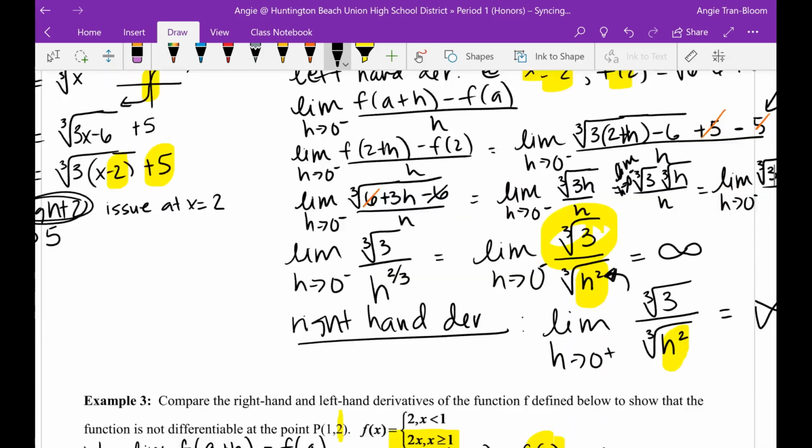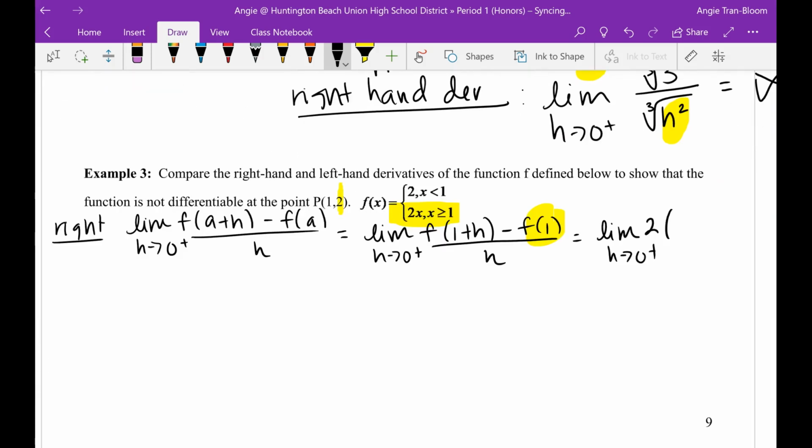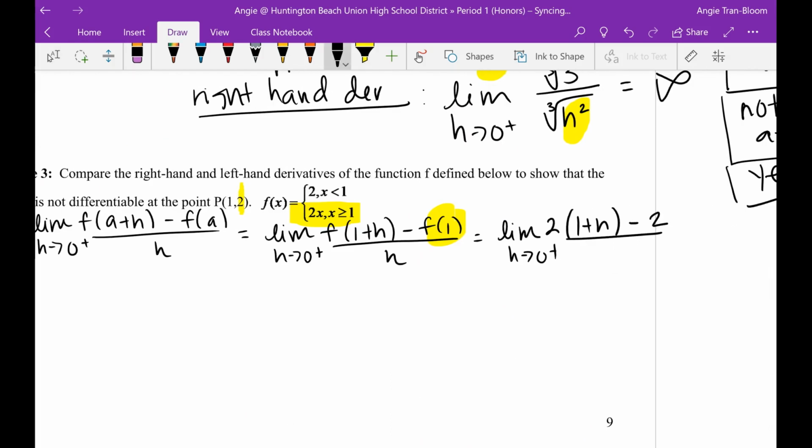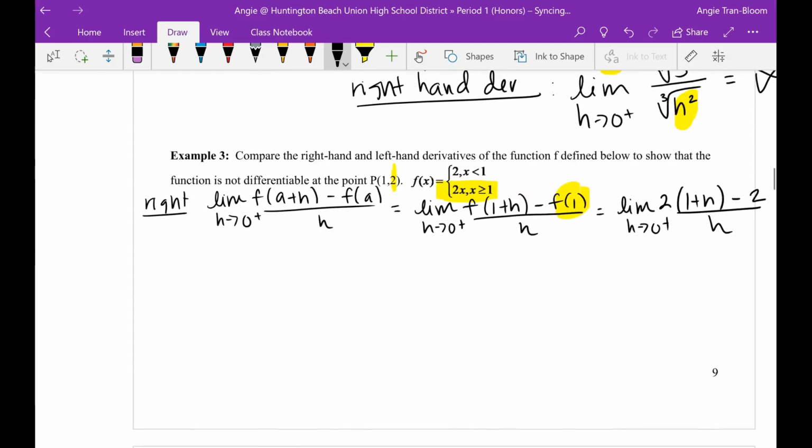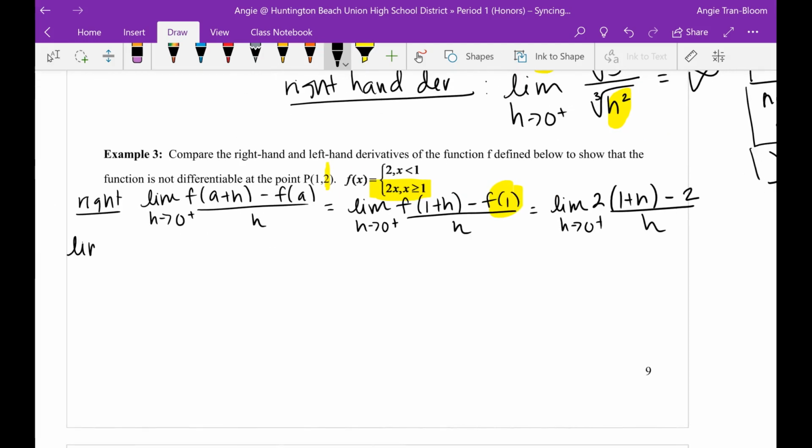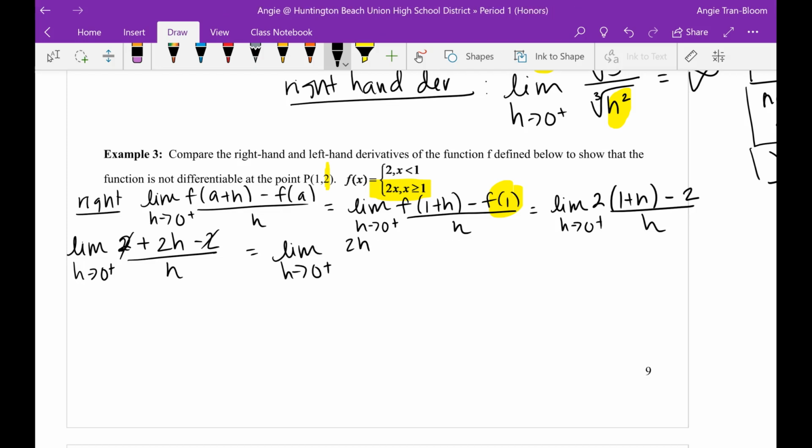All right, so I'm going to write 2 times (1 plus h) minus f of 1, which is always known. It's always 2, all over h. Okay, so now I'm just going to slowly simplify that. Limit as h approaches 0 from the right of (2 plus 2h minus 2) all over h. The 2's are going to cancel. I can also cancel out the h. So the limit as h approaches 0 from the right is now 2h over h, which is just going to come out to be 2. So that's your right hand derivative.